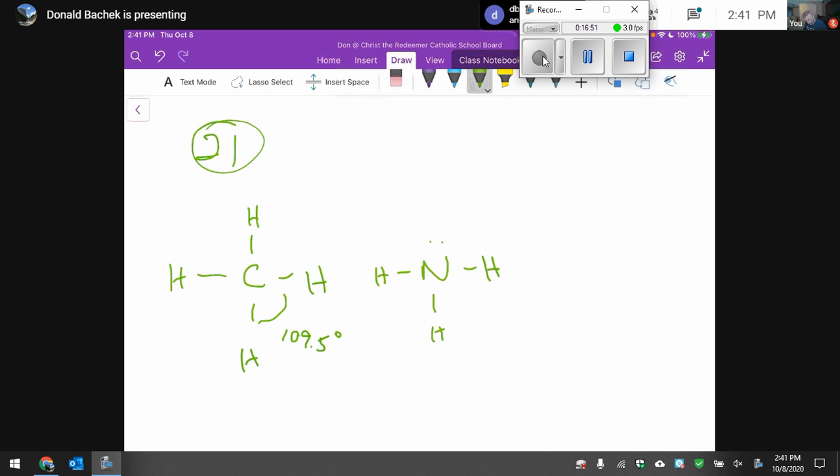But remember, this bond angle here shrinks down to 107.3 because what do lone pairs do? What's the word I'm looking for? Somebody? Yeah, they repel more, right? So they push more on the bonds around them, and as a result, we shrink that bond angle a little bit.